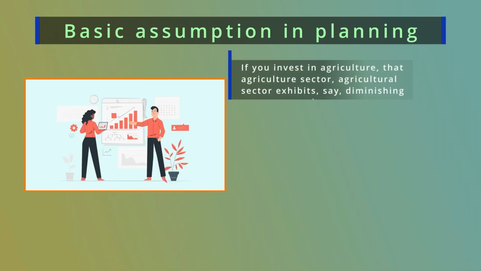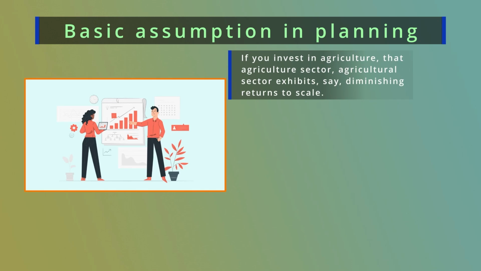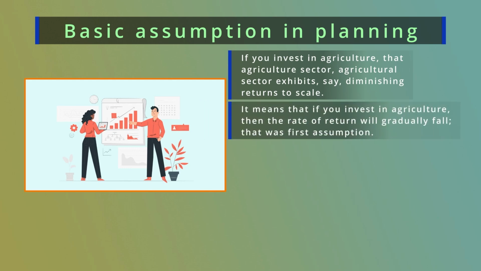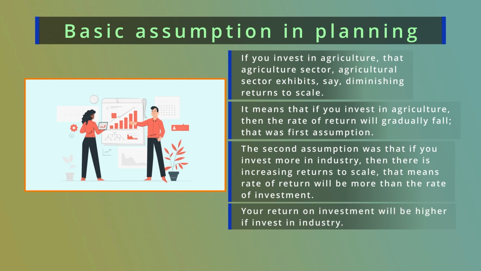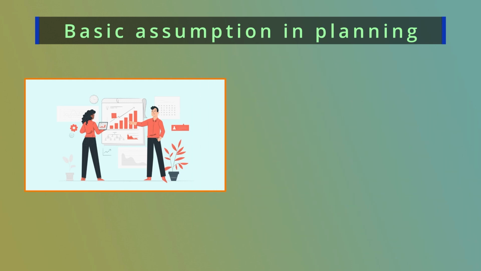Now the next one is that the planners started with some basic assumptions. The first one was that the agricultural sector exhibits diminishing returns to scale. It means that if you invest in agriculture, then the rate of return will gradually fall. The second assumption was that if you invest more in industry, then there are increasing returns to scale. That means the rate of return will be more than the rate of investment. Your return on investment will be higher if you invest in industry.